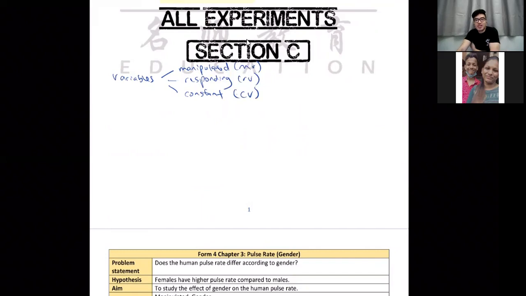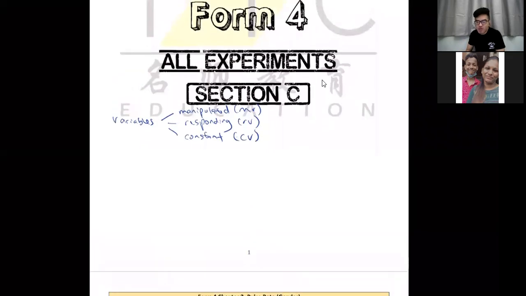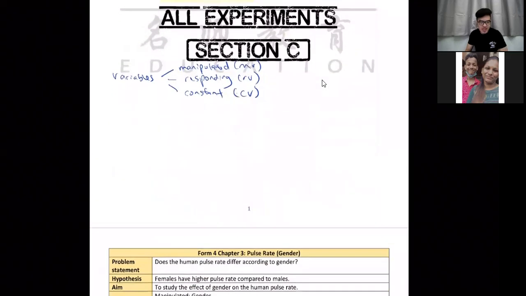Okay. Yes, good morning, Yishan. So we are talking about experiment, by the way. Question 10 in your exam, which is this October notes, you should have it ready. All right, so MV, RV, and CV. Let me repeat. MV is your manipulated variable, RV is your responding variable, CV is your constant variable. Let me tell you this. You always only have one MV and one RV. CV you have more than one.